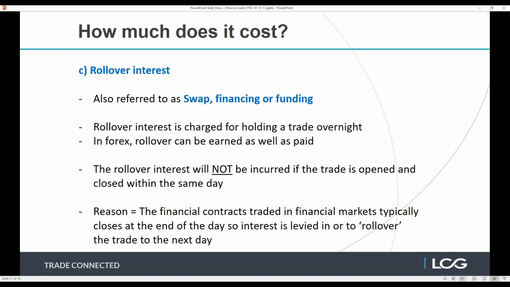The reason for this is that financial contracts traded in financial markets typically close at the end of the day, so interest is levied in order to roll over the trade to the next day. So you're basically almost starting a new contract, if you like, but the broker is not putting you through the hassle of having to close a trade and reopen a new one. It's just rolling over that same one. But there is a process going on behind the scenes which takes a bit of time and money, and you have to factor in changes in short-term interest rates as well. So all that baked in makes the rollover cost.